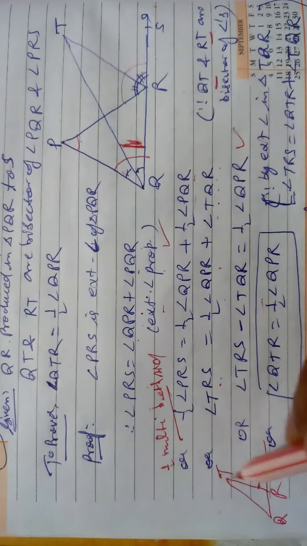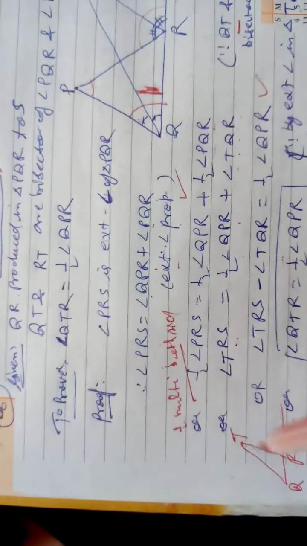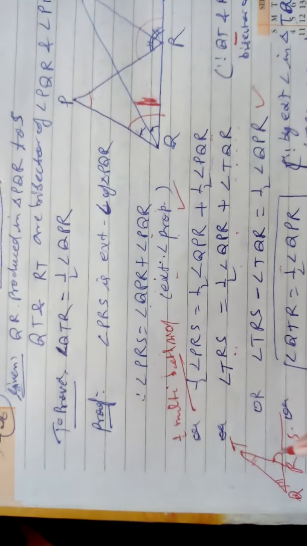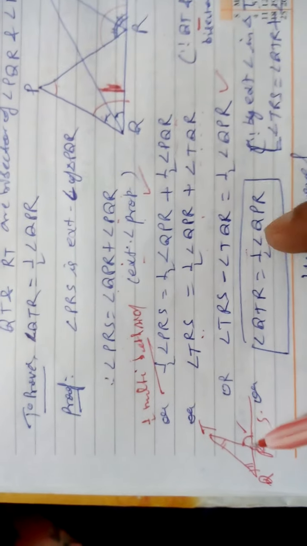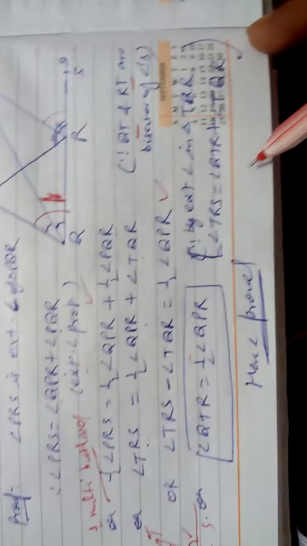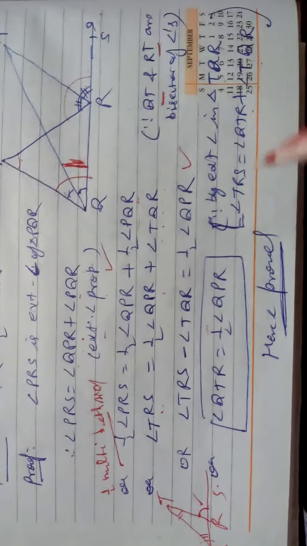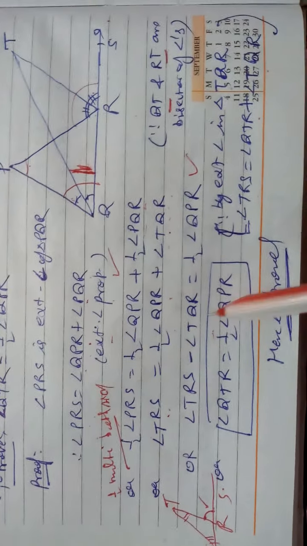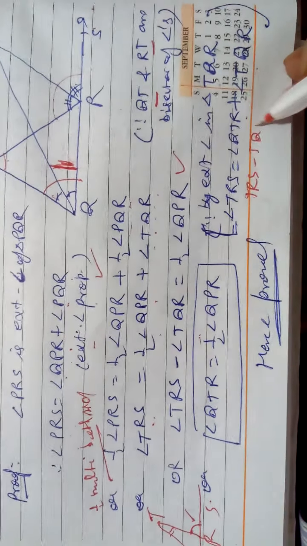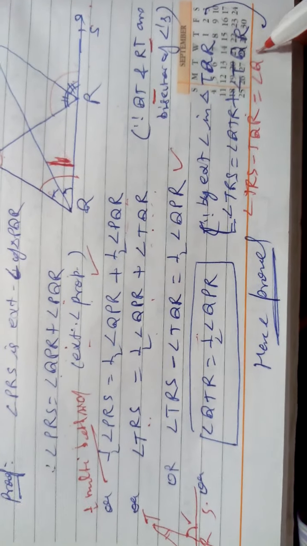TRS is equal to TQR plus QTR. This plus this angle is equal to this angle. So in the place of this you can write this minus this. Here I have written TRS is equal to QTR plus TQR. So TRS minus TQR is equal to angle QTR.